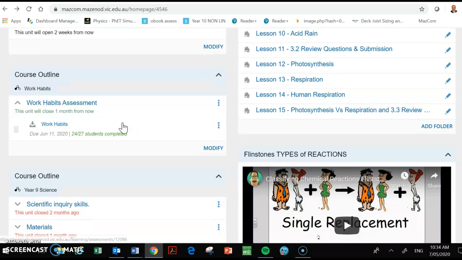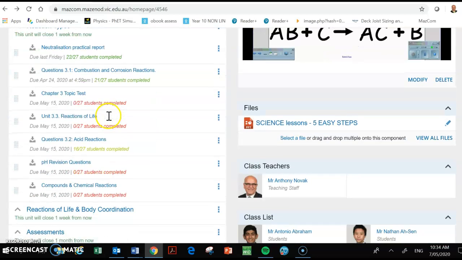Some of you are still not too sure. You always just simply go down there. There it is. So we did the question 3.1. We're now doing questions 3.2. As you can see, I only have 16 out of 27 students. So please make sure you get that done.